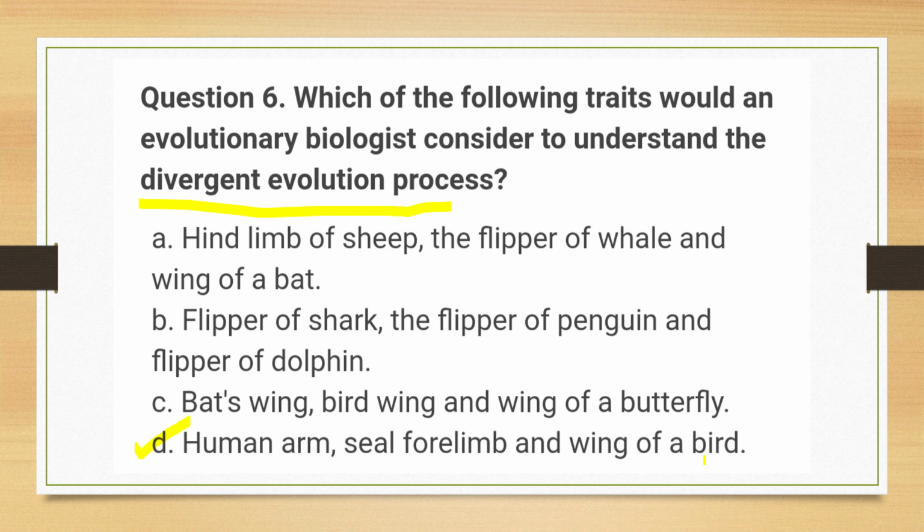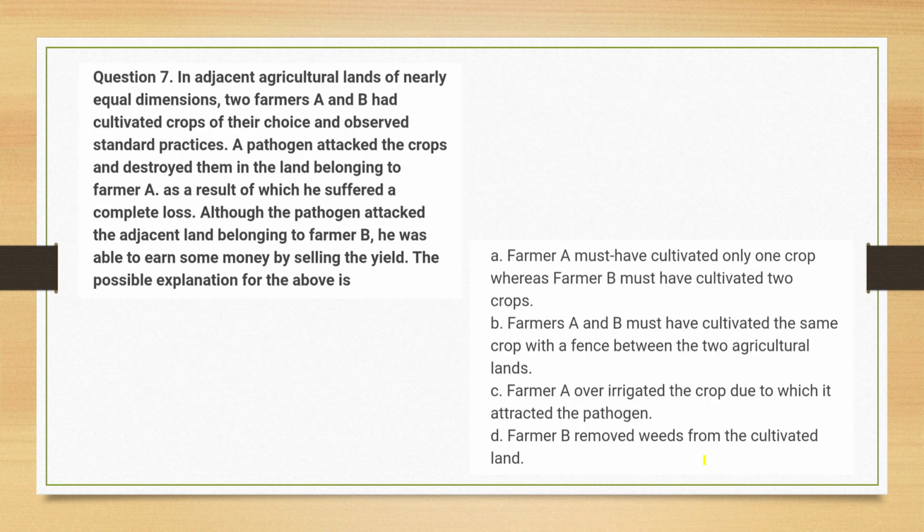Okay. Now coming to question number 7. In adjacent agricultural lands of nearly equal dimensions, two farmers A and B had cultivated crops of their choice and observed standard practices. A pathogen attacked the crops and destroyed them in the land belonging to farmer A, as a result of which he has suffered a complete loss. Okay, a pathogen has attacked the crops of farmer A and all the crops got destroyed.